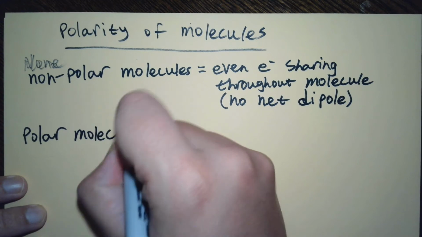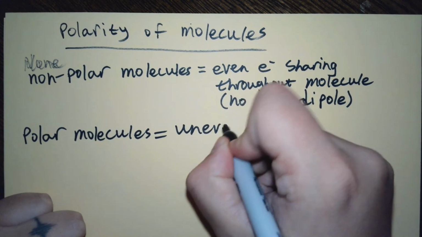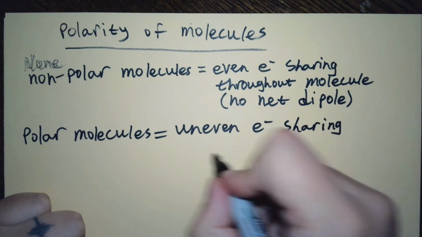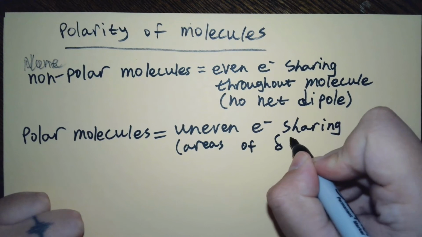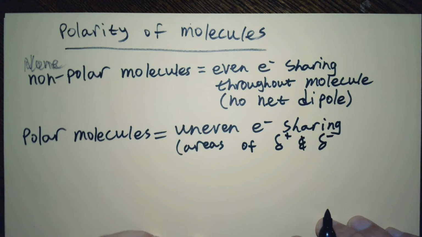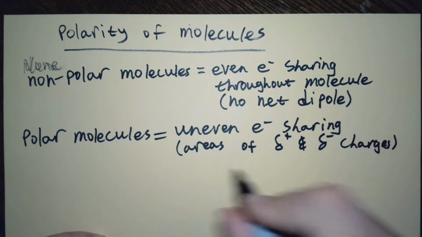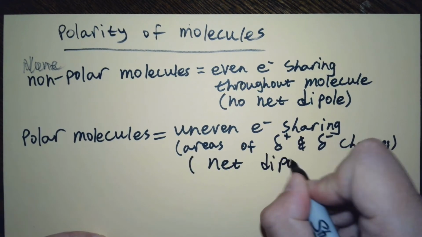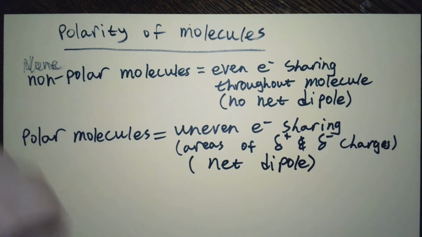Polar molecules. Well, that must mean that there is uneven electron sharing. And so that means that there are areas of partial, that's what these deltas mean, partial positive and partial negative charges on the molecule, which means it has a net dipole. Two poles, one that's partial positive, one that's partial negative. That's what we're talking about with dipole.